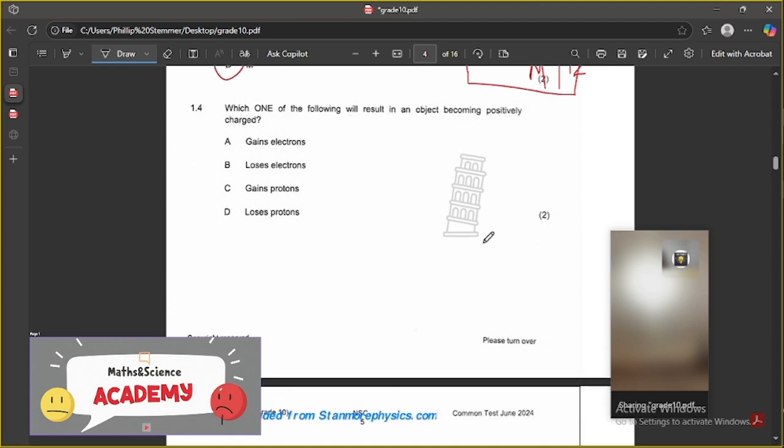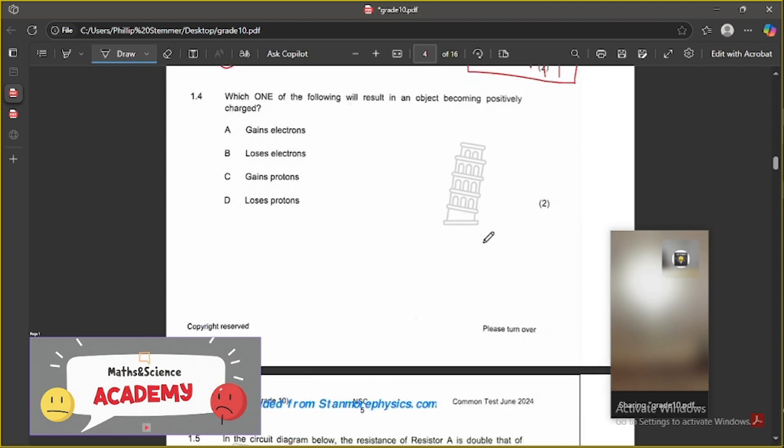That's why we found option D is whenever n happens. Now, which of the following will result in an object becoming positively charged?